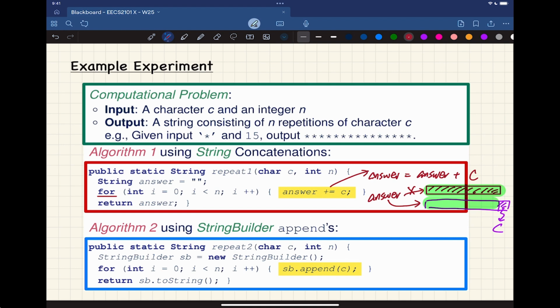Right? As you can see, within each iteration, you're going to run another loop. That's not very efficient, right? It's going to waste the space for sure. Also, it's going to waste the time by copying the contents. All right? So that's the critical insight.